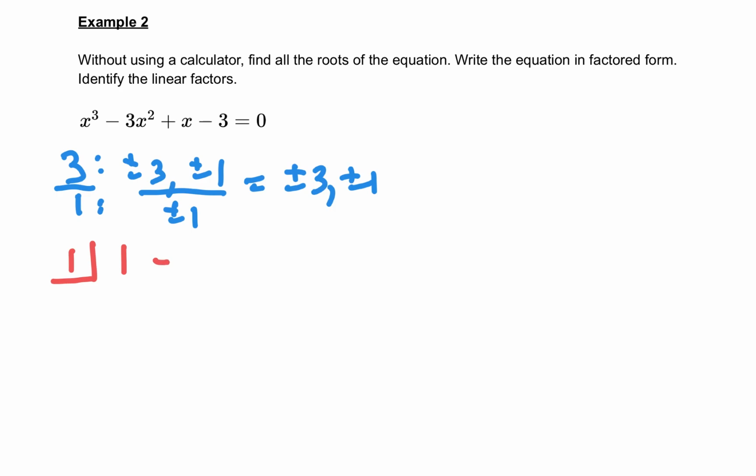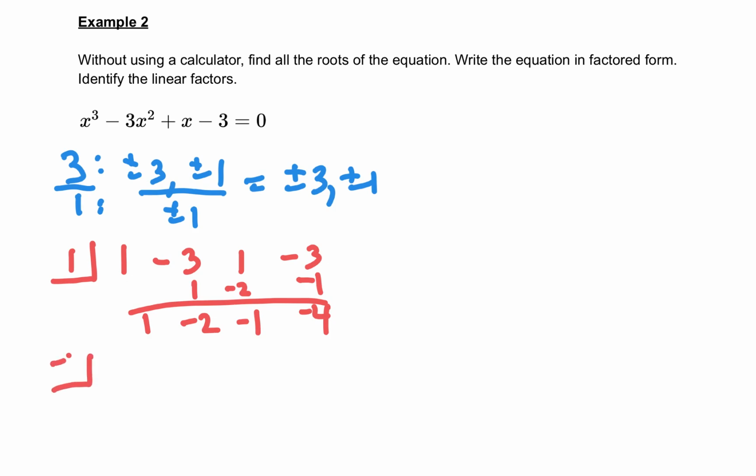So we have 1, negative 3, 1, negative 3. Bring down 1. 1 times 1 is 1. Negative 3 plus 1 is negative 2. 1 times negative 2 is negative 2. 1 minus 2 is negative 1. 1 times negative 1 is negative 1, so it's negative 4, so that's not it. Let's go ahead and try negative 1.